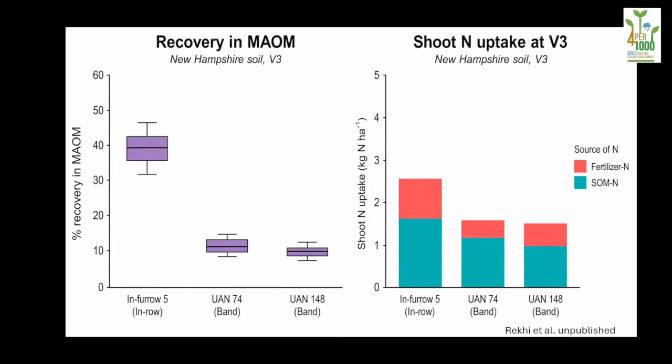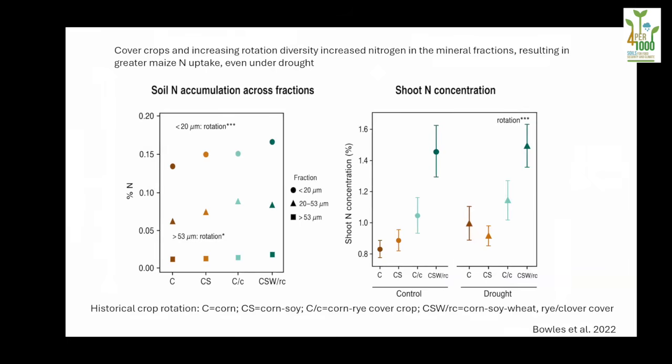And I think if we could figure out ways, through crop management for example, to move more of that inorganic N that's applied at planting into a short-term pool, we'll see higher nitrogen use efficiency. And we saw some similar results from Tim Bowles' work, where crop rotation built up nitrogen in the MAOM fraction, primarily in the less than 20 micron fraction.